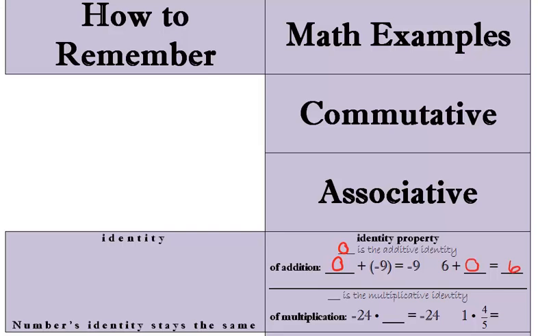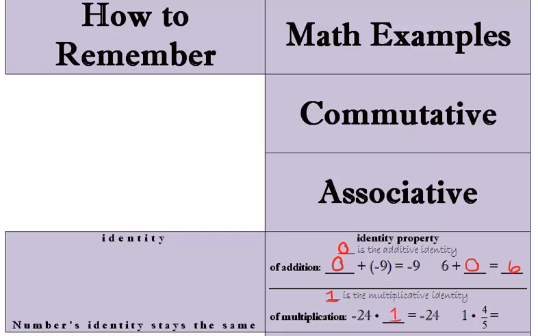All right, now let's think about it in regards to multiplication. So we call this the identity property of multiplication. This says -24 times something equals -24. So think about this. What can I multiply a number by so that its identity stays the same? If you said 1, you are right. Any number times 1 keeps its identity the same. That's why 1 is what is known as the multiplicative identity. The number 1 is the multiplicative identity.